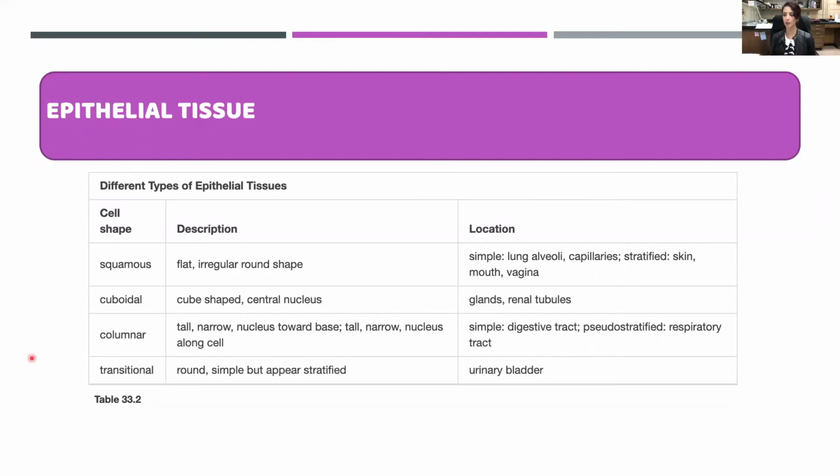And this is a table that's found in your textbook that describes the cell shape found in the different epithelial tissues: squamous, cuboidal, columnar, and transitional. The description of what those cells look like, either flat, cube-shaped, tall and narrow, or round, or simple but appear stratified. And then the location where you can find that type of epithelial tissue.